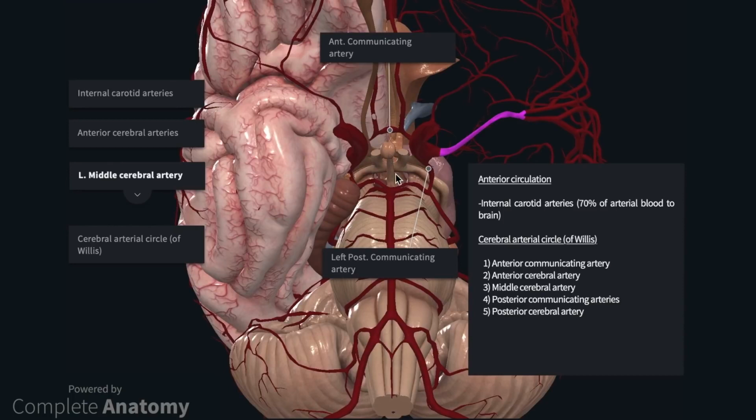The internal carotid and vertebral arterial systems anastomose around the optic chiasma and the infundibulum of the pituitary stalk here. This creates the cerebral arterial circle of Willis, as we can see. The circle is completed by anterior and posterior communicating arteries that allow for equalization of blood flow.